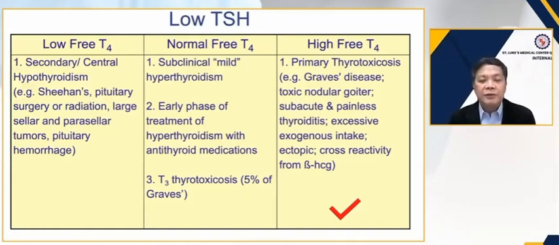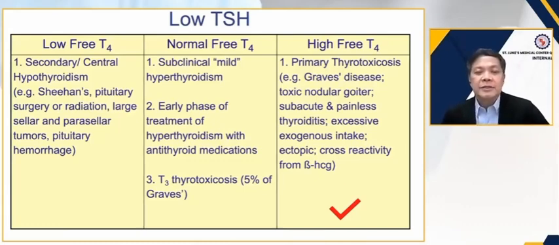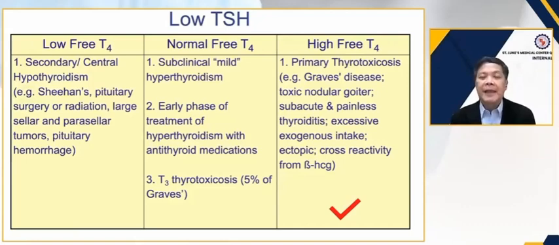The other differential diagnosis is T3 toxicosis. In about 5% of Graves' disease, the T4 does not budge. It doesn't go up. It's only the T3, isolated T3 toxicosis. So before one defines mild or subclinical hyperthyroidism, you have to make sure that the T3 is not elevated. And if it's elevated with a normal T4 and low TSH, it is the high T3 causing the suppression of the TSH. So we call this T3 toxicosis.